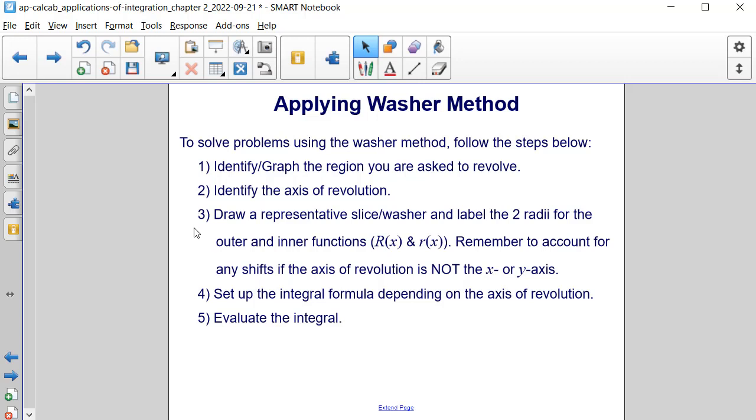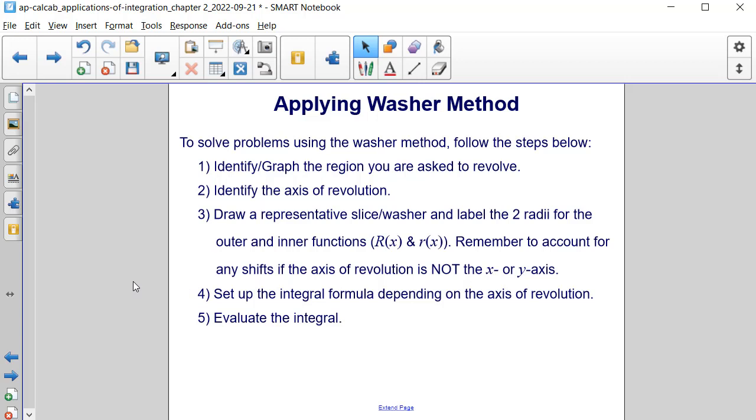Step 3. Draw a representative slice or washer and label the two radii for the outer and inner functions, in other words, capital R of x and lowercase r of x. And remember to account for any shifts if the axis of revolution is not the x or y axis.